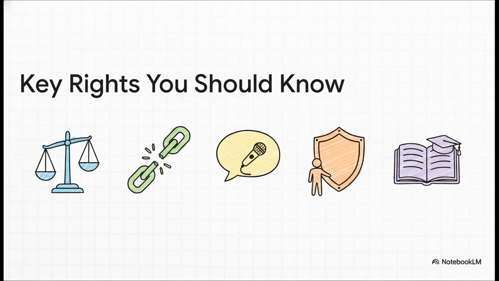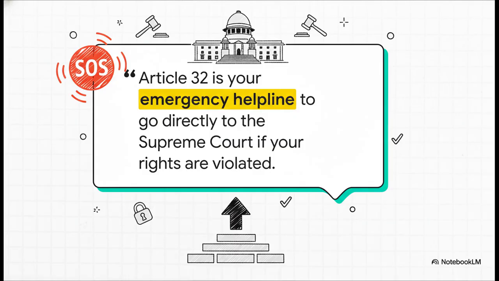Article 14, that's simple. Everyone is equal before the law. Article 17 officially abolishes the horrific practice of untouchability. Article 19 is your freedom of speech. And then there's Article 21, which is massive. It protects your life and personal liberty. And over the years, the Supreme Court has interpreted this to include all sorts of things, most famously, the right to privacy.